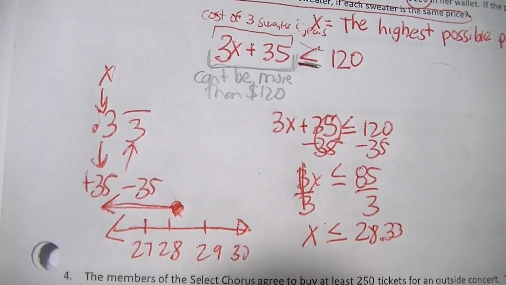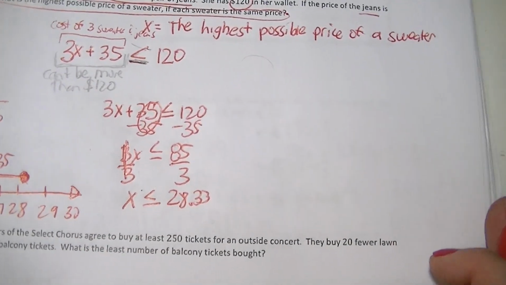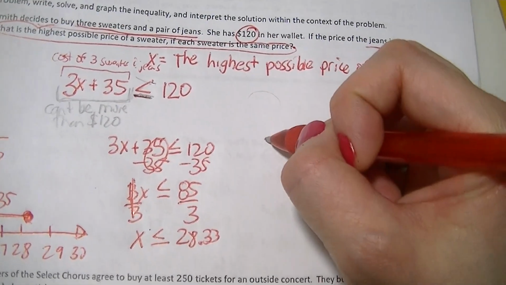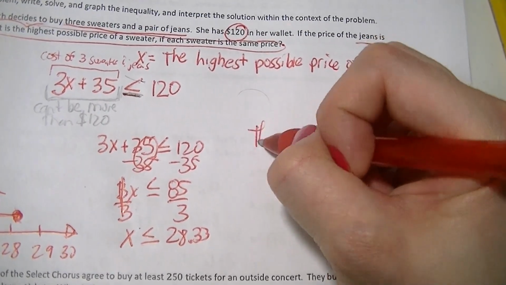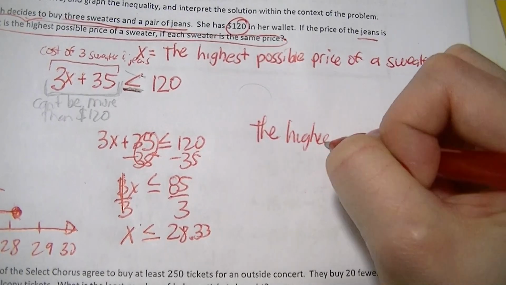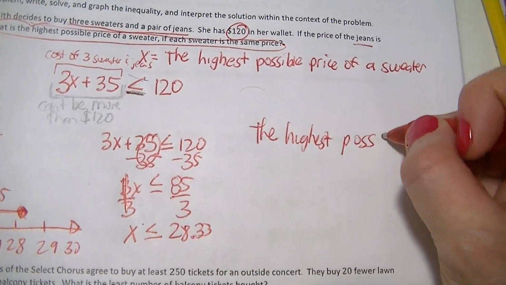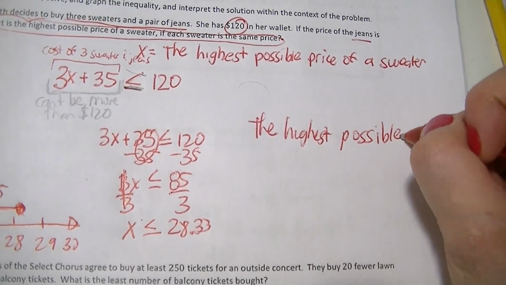Okay, so that's that. And now we have to interpret it in the context of the problem. So X represented the highest possible price of a sweater. So the highest possible price of a sweater is $28.33. If it's any more than that, she's going to go over that 120 and she's going to have a problem, to put something back.